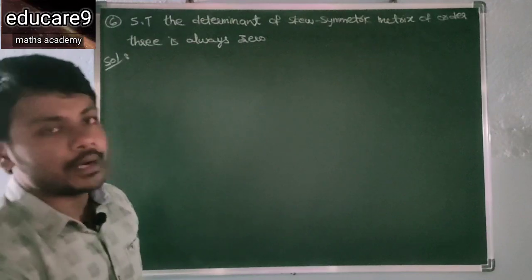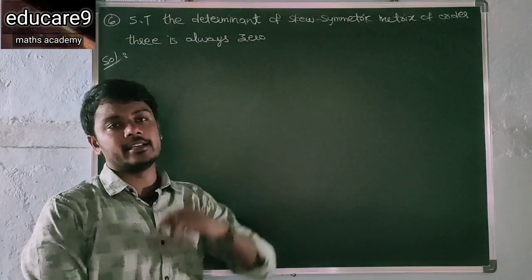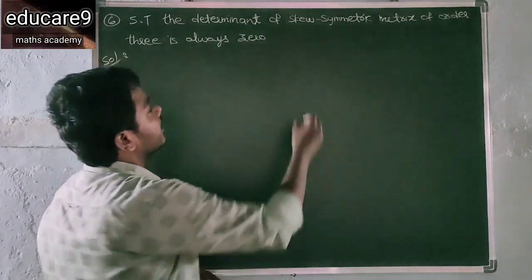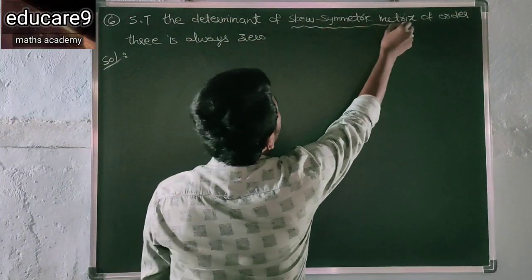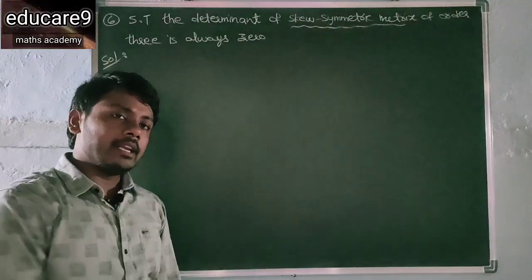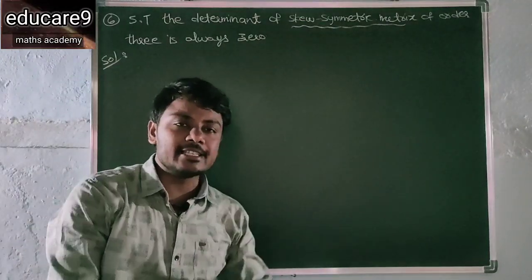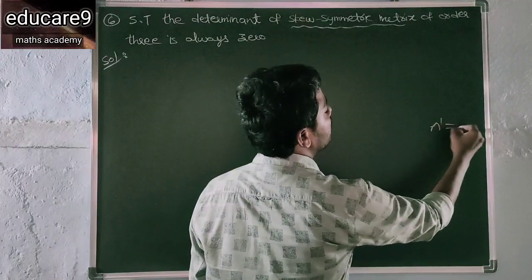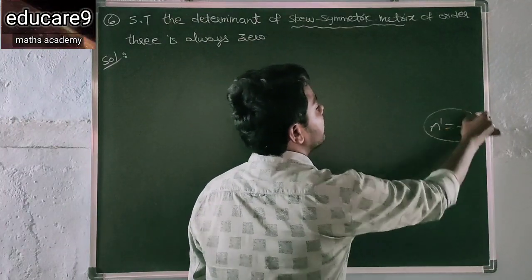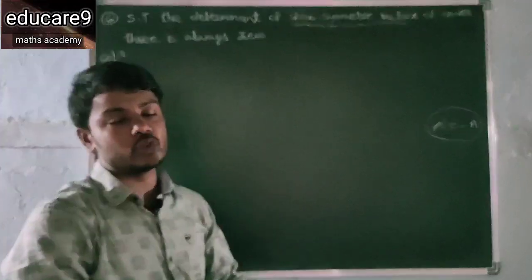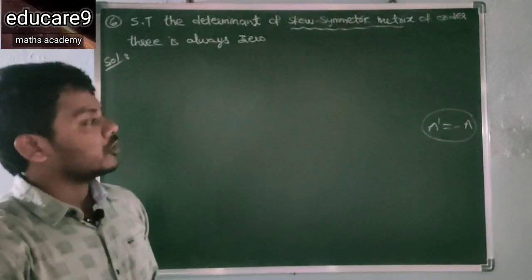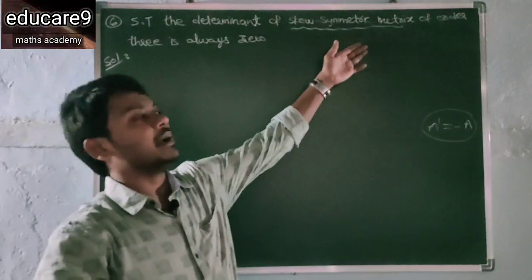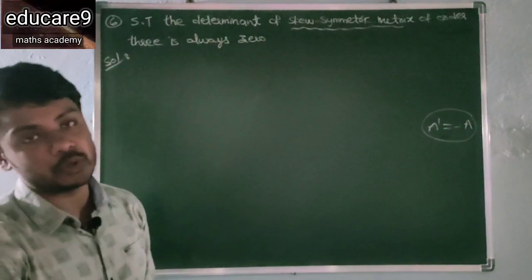Show that the determinant of a skew symmetric matrix of order 3 is always 0. See here, skew symmetric matrix means if A is any square matrix, then A transpose is equal to minus A. In that case A is said to be a skew symmetric matrix. Now you want to prove the determinant of a skew symmetric matrix of order 3 is 0.